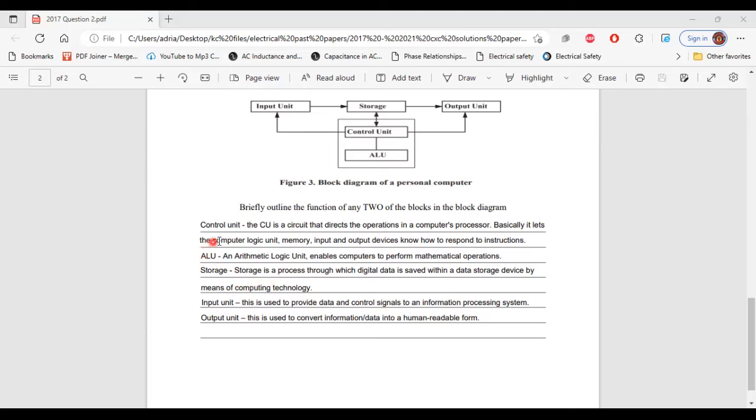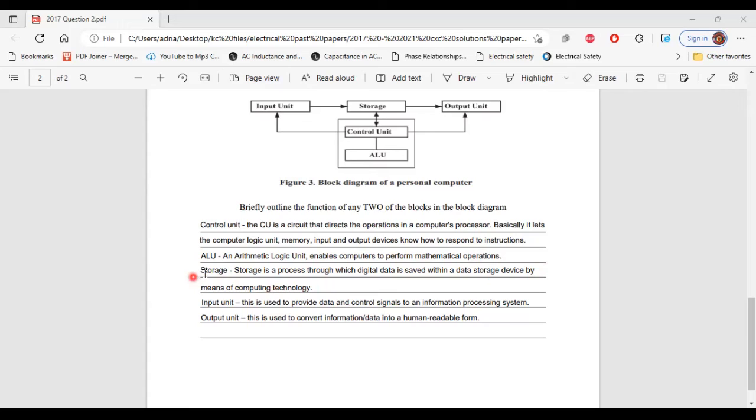For the control unit, it is a circuit that directs the operations in the computer processor. So basically, in a nutshell, it lets the computer's logic unit, memory, and input and output devices know how to respond to instructions. That's what the control unit is used for. Next up, we have the ALU, the arithmetic logic unit. It allows the computer to perform mathematical operations.